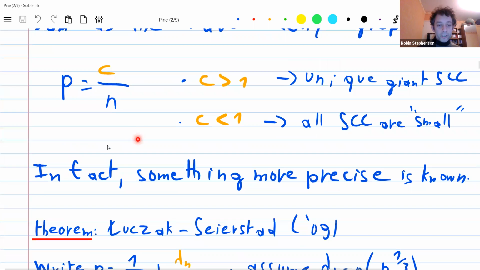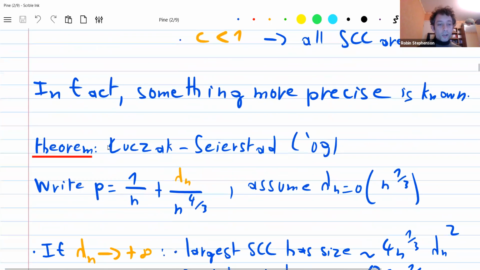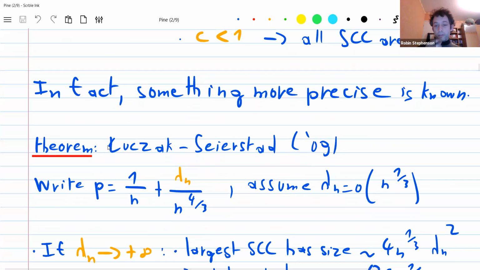So this is something which was reasonably well known, and in fact, something slightly better is known, and this is what we're really interested in now. This is fairly recent, 2009, by Łuczak and Seierstad. And we place ourselves in the critical phase. So p is 1 over n, between the sub and supercritical. And we allow ourselves a bit of wiggle room. The wiggle room is lambda_n divided by n to the power 4/3, but lambda_n has to be small enough, smaller than n to the power 1/3, to not push us out of criticality.